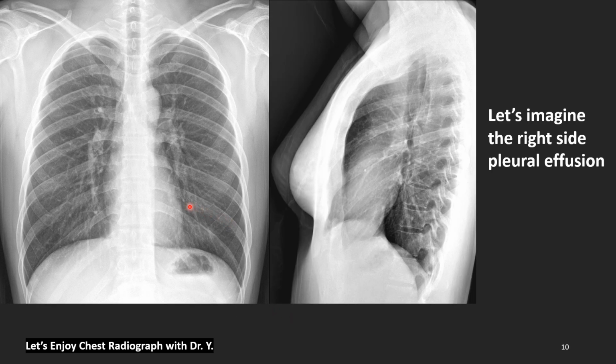We already know these two films. At session 1, this normal PA of a young healthy man, and at session 2, this normal lateral film of a healthy young woman. What will be the right side pleural effusion? Just imagine and draw the picture here. Let's draw.